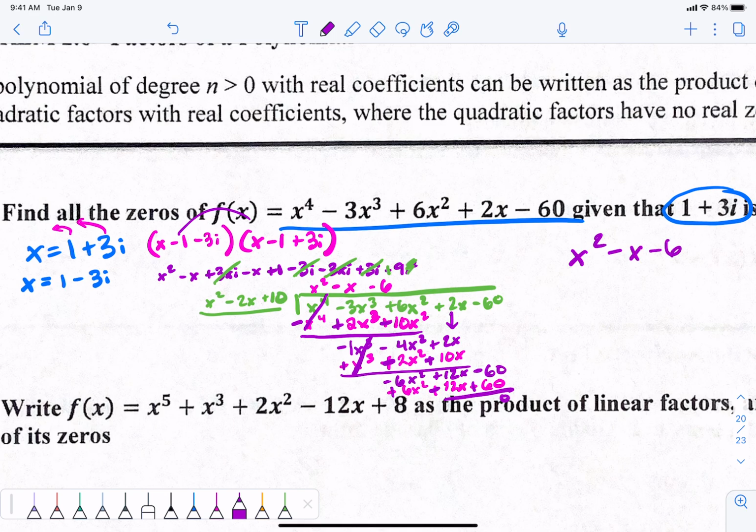And then it is nice, though. It is a quadratic. 2 and 3. You're right, 2 and 3. X minus 3, x plus 2. So what are my zeros? X equals 3, x equals negative 2.